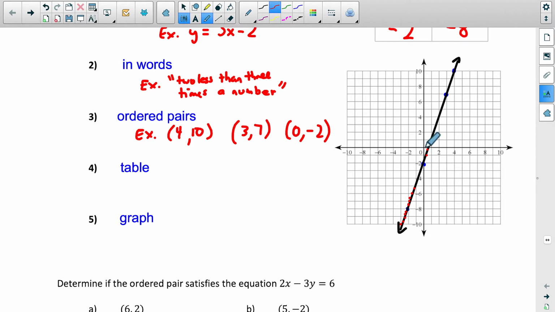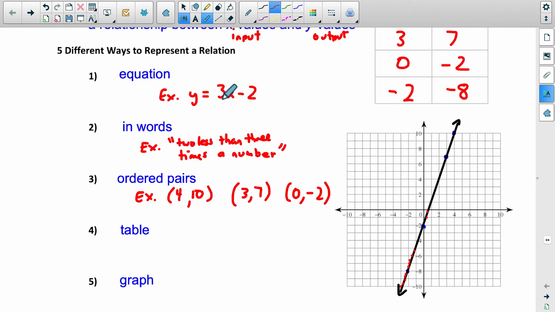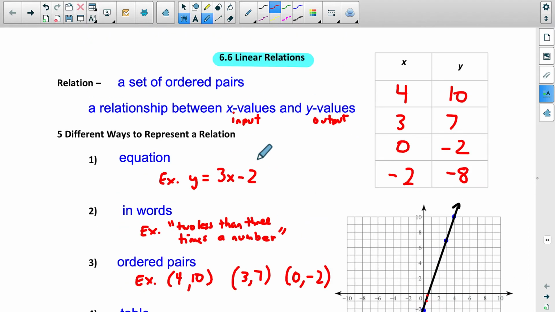And for every single point on that line, it satisfies this equation right there. If you take the x value and the y value of any one of those points, even the decimal ones, the negative ones, the big ones, the small ones, you plug the x value in there, the y value in there, it will always work. Okay? You're always going to have this line when you graph today's relations. Not every relation is a line, but every linear relation is a line, and that's what we're talking about today.